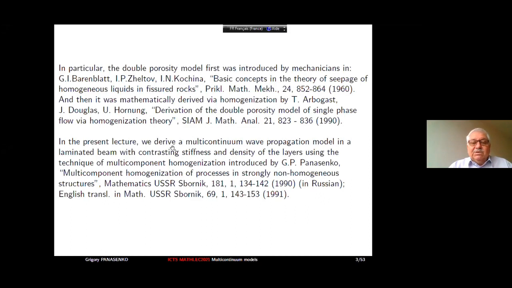And in the present lecture, we also derive a multi-continuum wave propagation model in a laminated beam with contrasting stiffness and density of the layers using the technique of multi-component homogenization. This technique is based on special ansatzes for the asymptotic expansions, especially prepared for the high contrast materials.